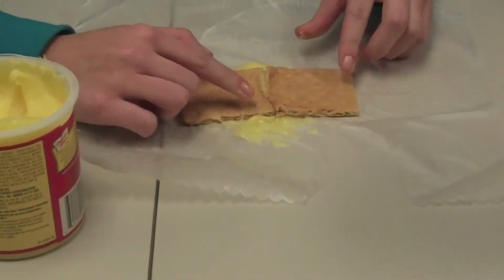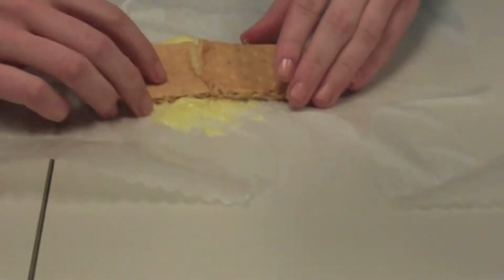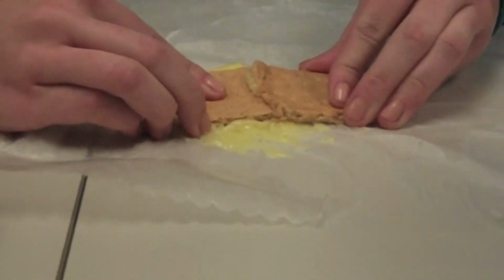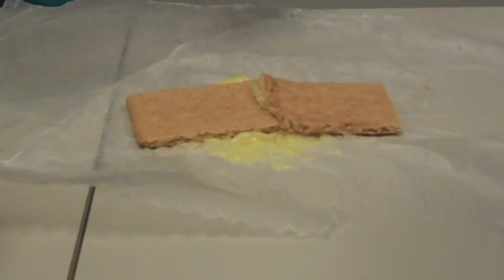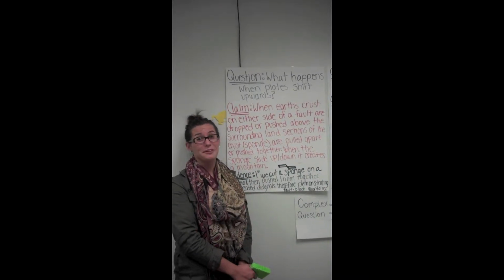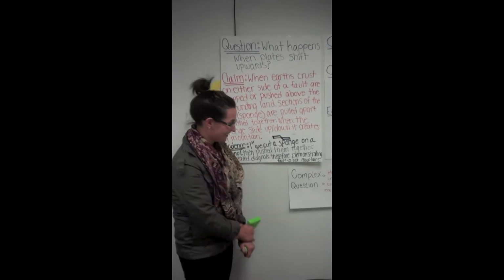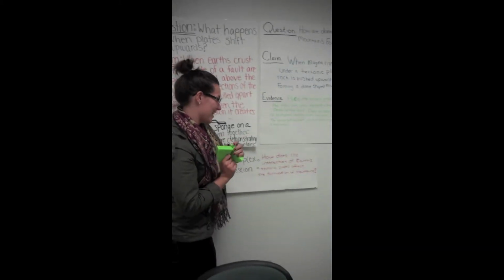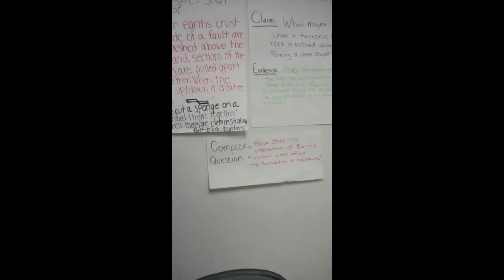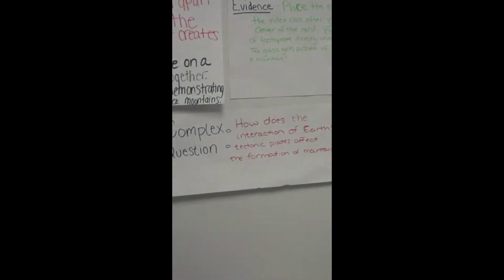If you look at the corner over here, it's starting to fold over. And that is how folded mountains are formed. Now let's review what our complex question was: how does the interaction of Earth's tectonic plates affect the formation of mountains?